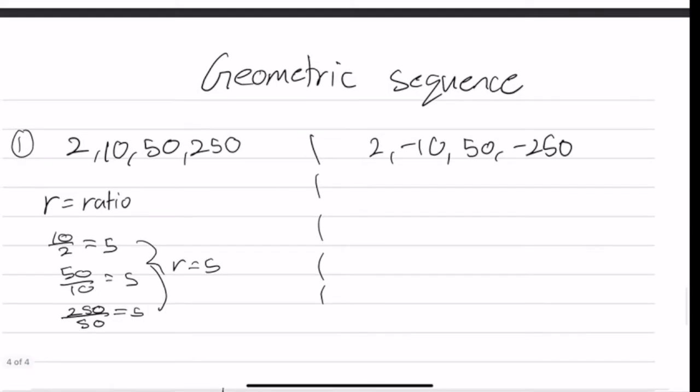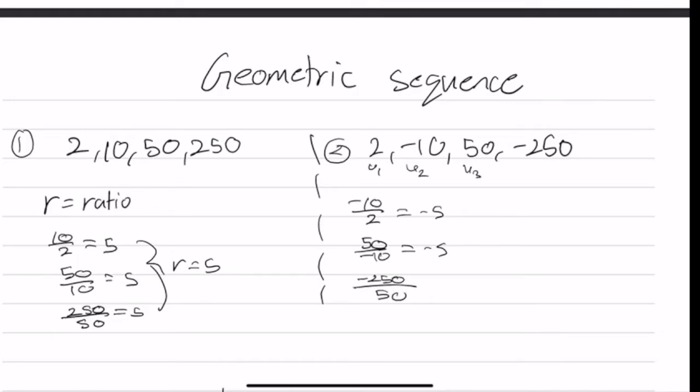And this one on the right hand side is also a geometric sequence because if we use the same method and do u2 over u1, then u3 over u2, we'll get minus 10 over 2, which equals minus 5. We'll get 50 over minus 10, which is also minus 5, and minus 250 over 50, which is still minus 5. So this is also a geometric sequence. The common ratio is negative 5.